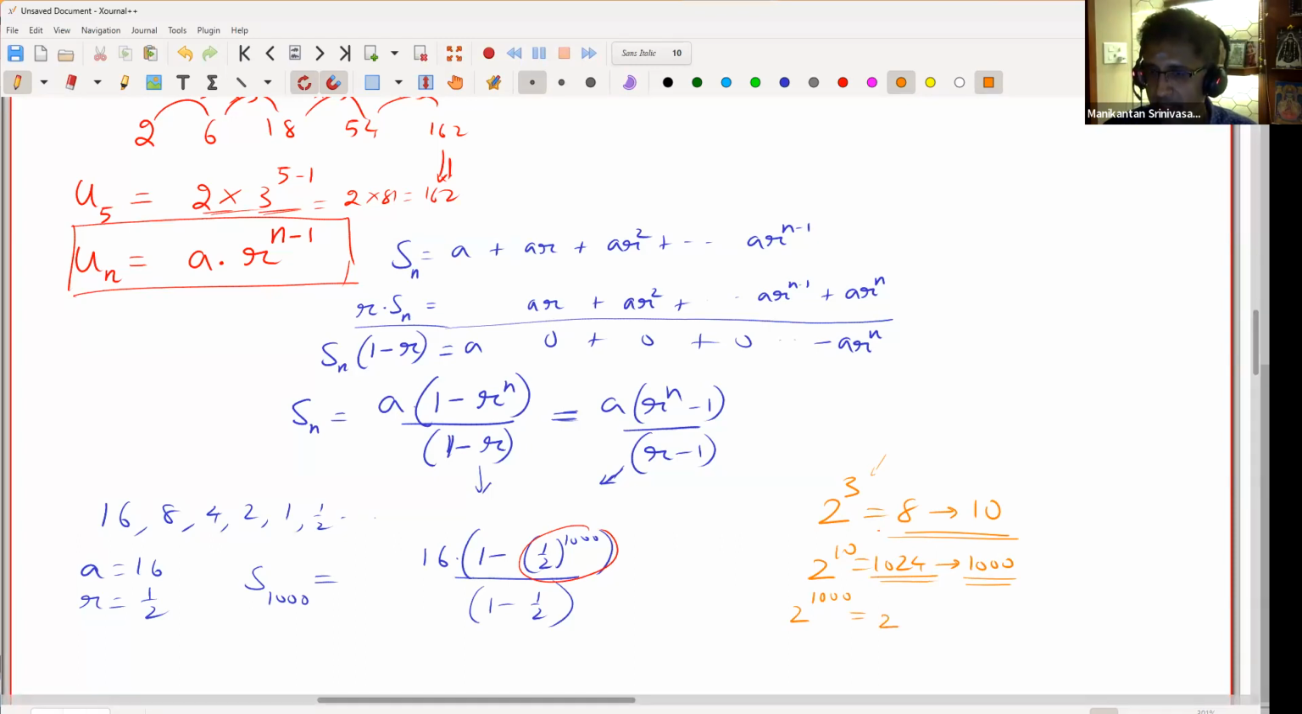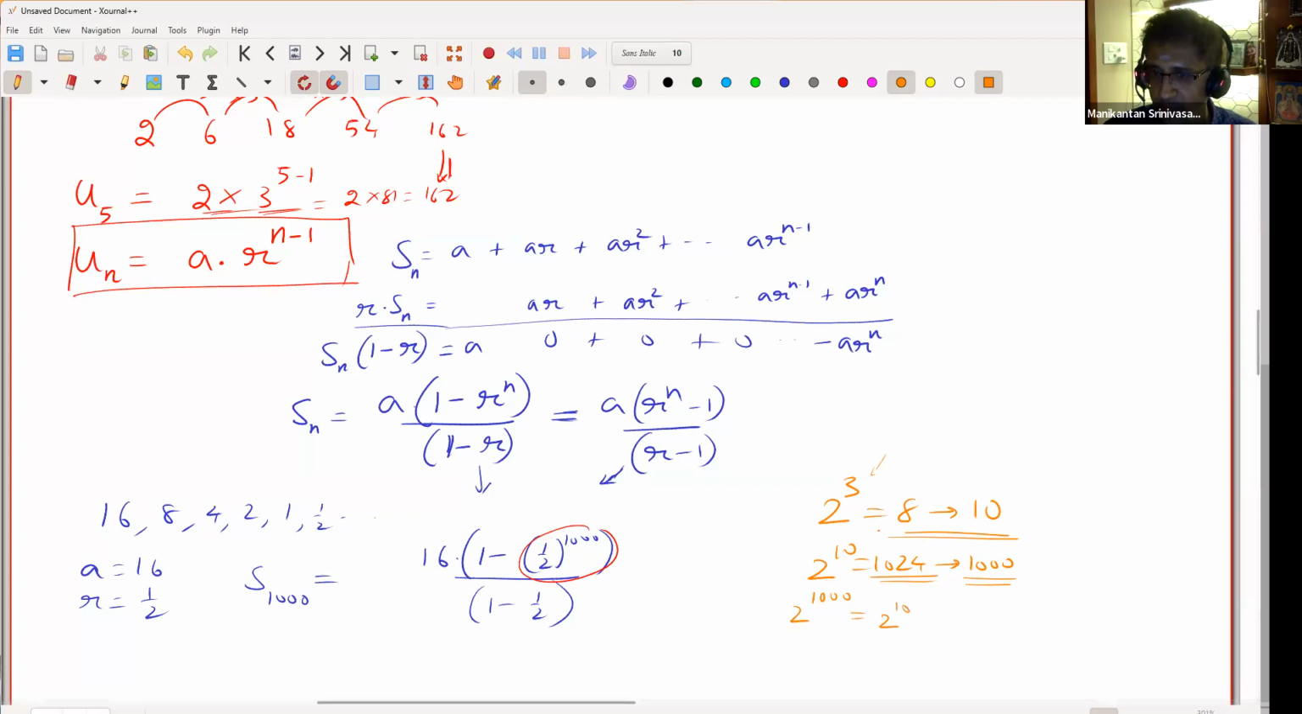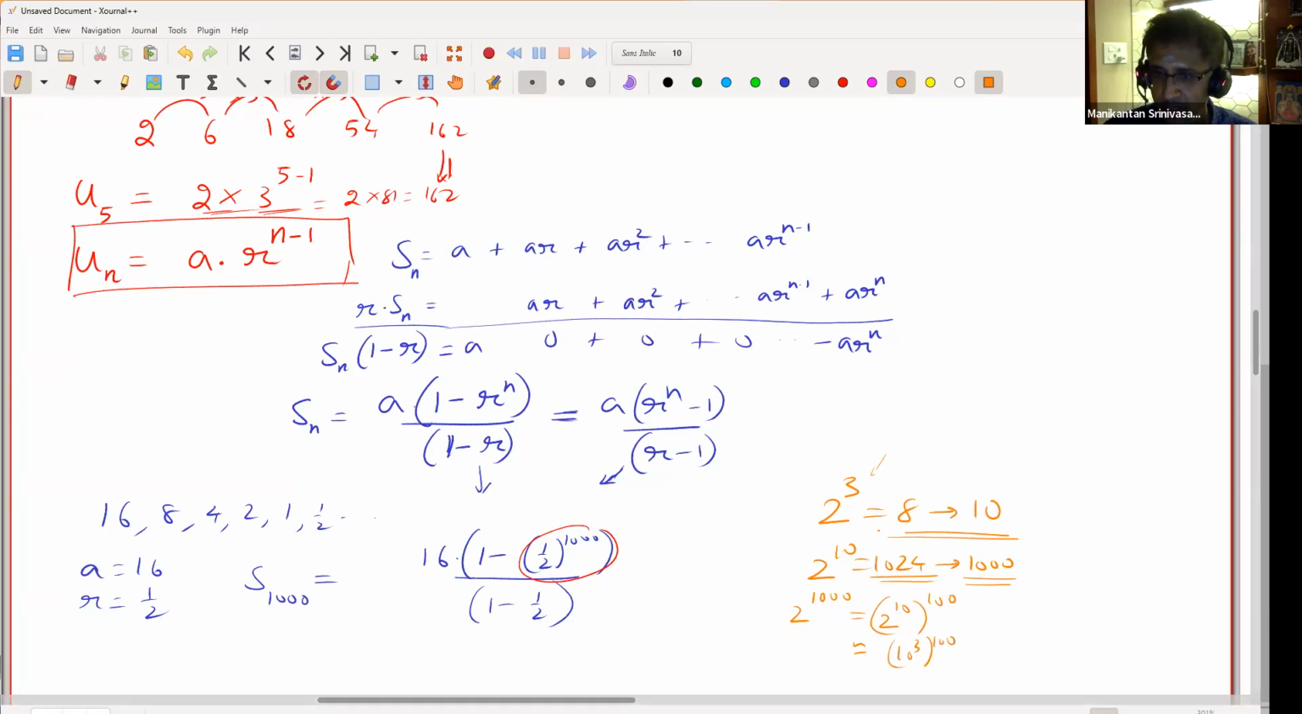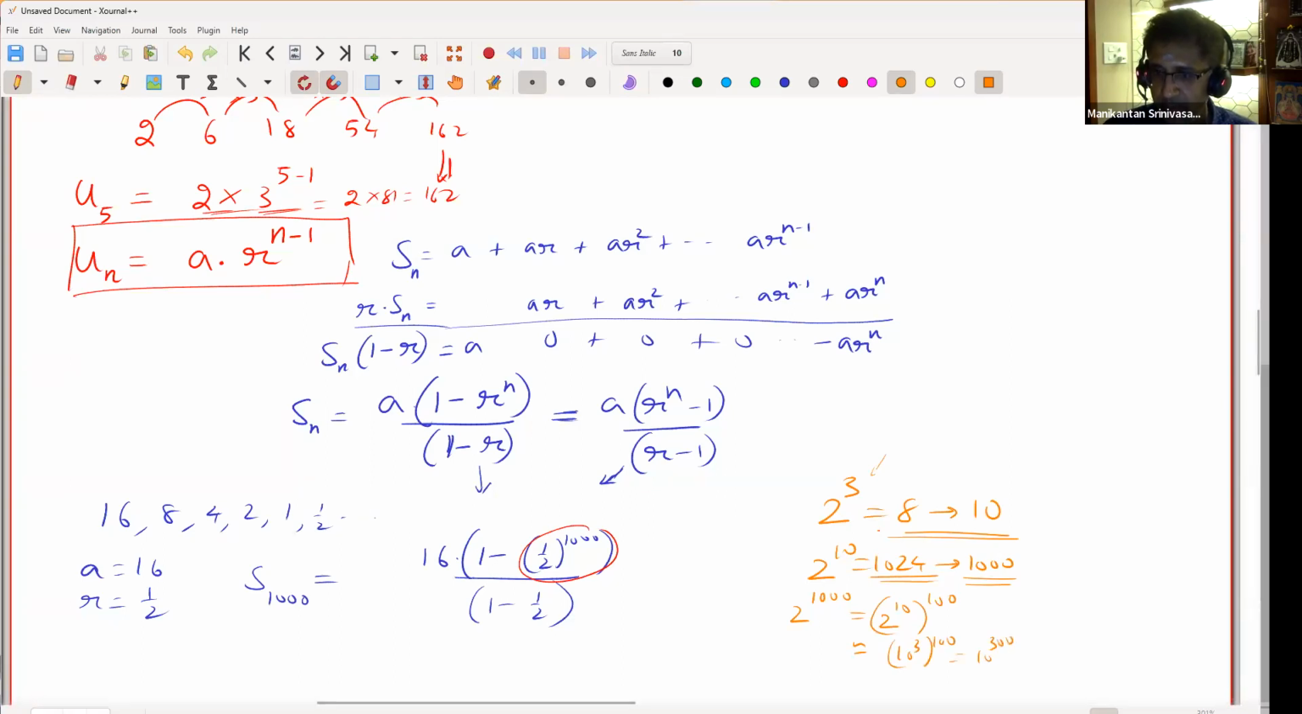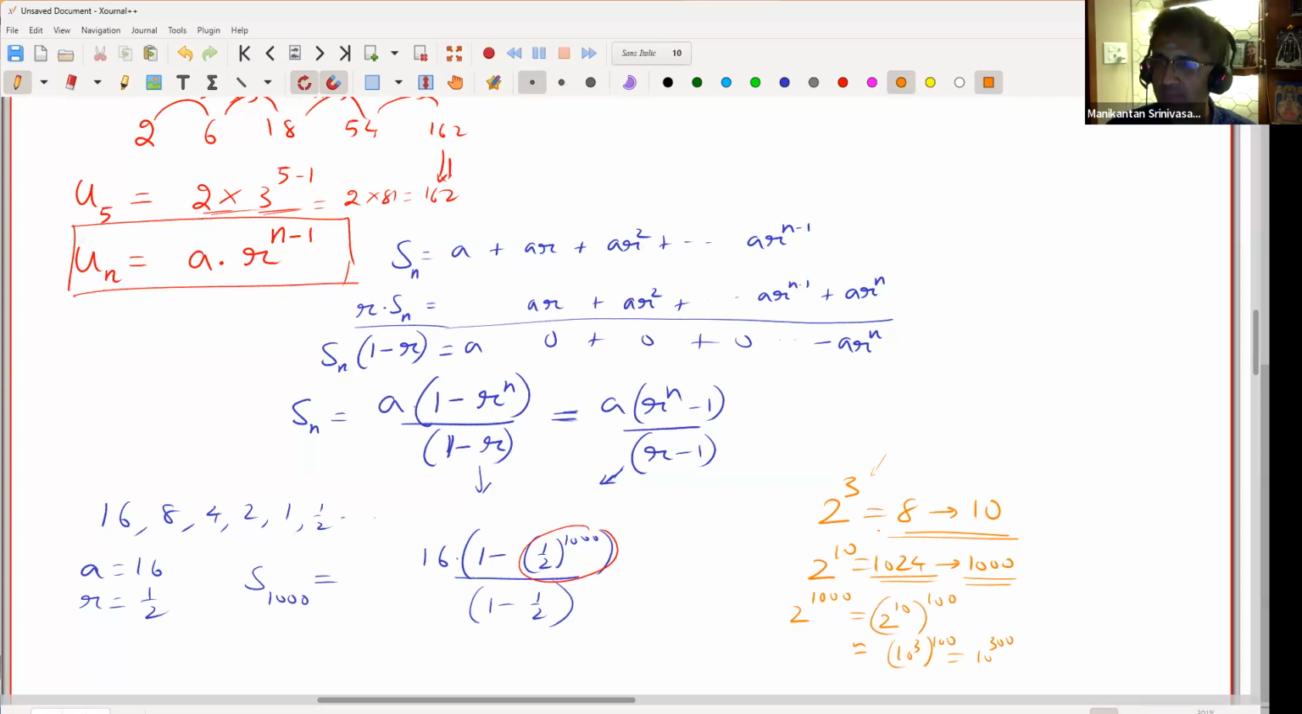So I can write 2 power 1000 as 2 power 10 whole power 100, which is approximately 10 power 3 whole power 100, which is 10 power 300. Therefore, the reciprocal of this will have approximately 300 zeros after the decimal point. Of course, you have to be careful: is it 300 or 299 or 301? That we can figure out. But approximately, it is 300 zeros. Does it make sense?